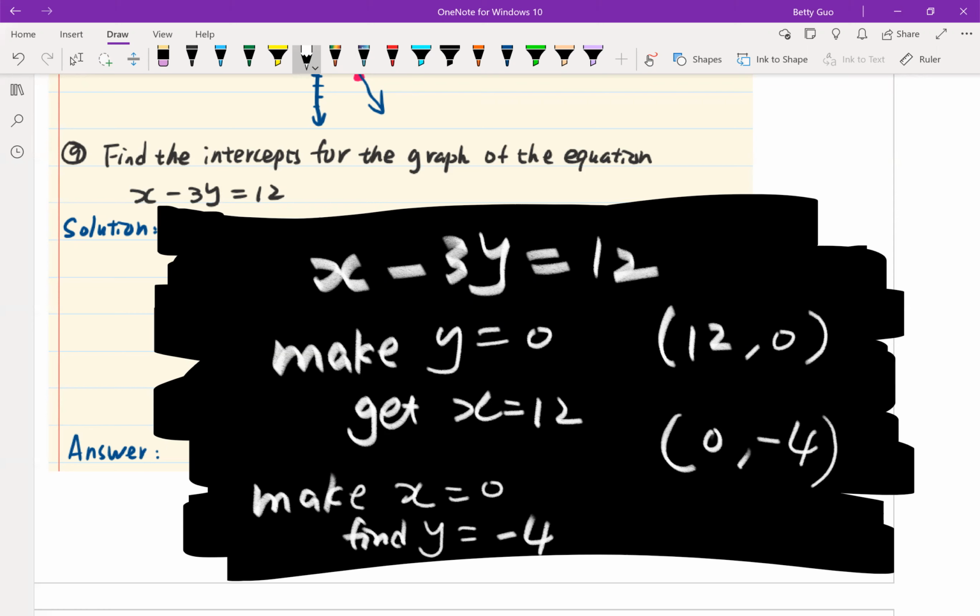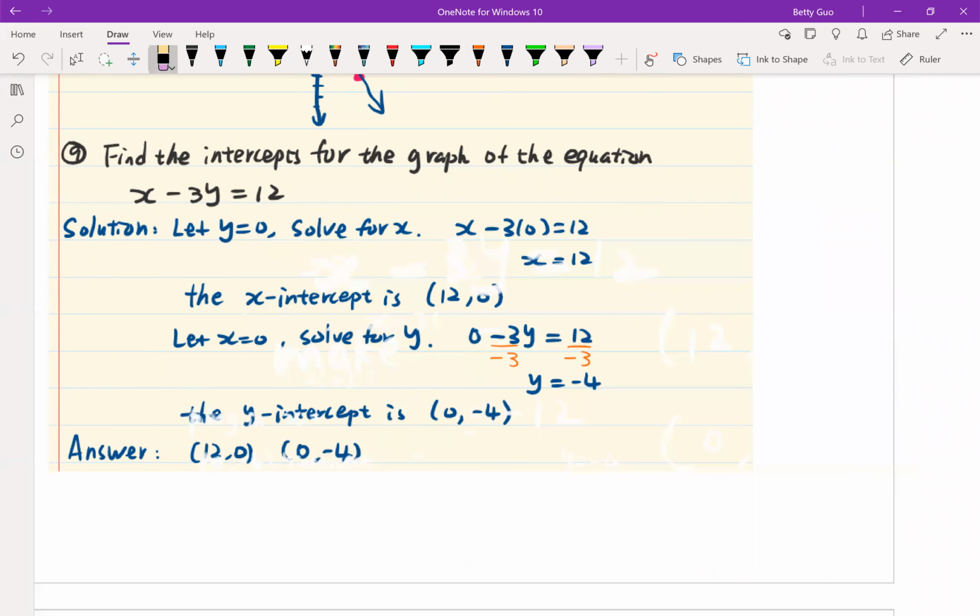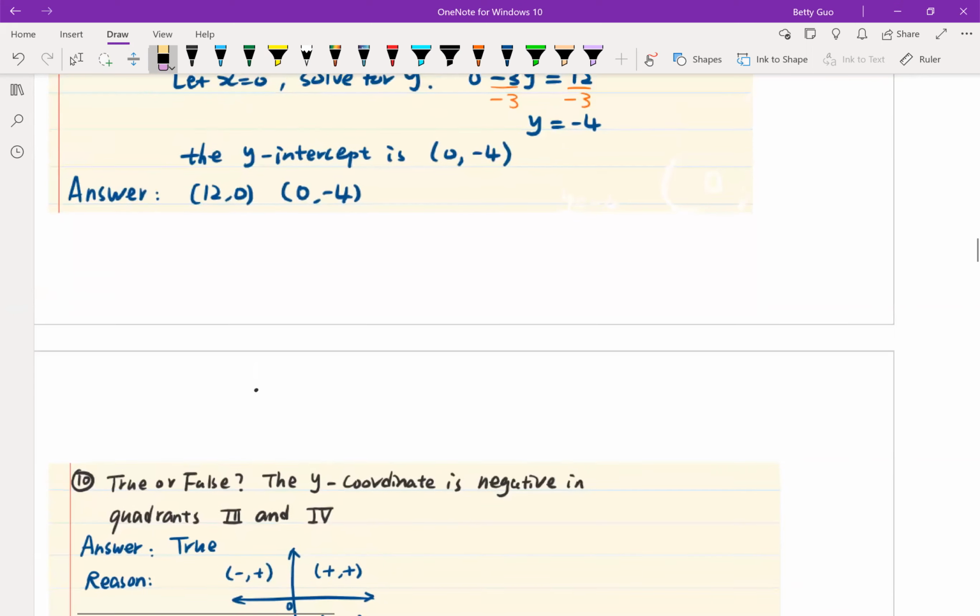Number 9, you need to know how to find the two intercepts for any given linear equation in two variables. For the details right here, you plug in y equals 0 to find the x-intercept. Plug in x equals 0 to find the y-intercept. Number 10.